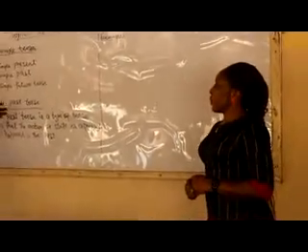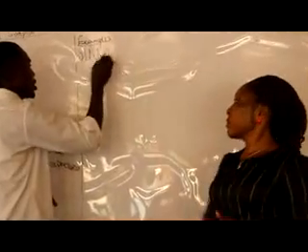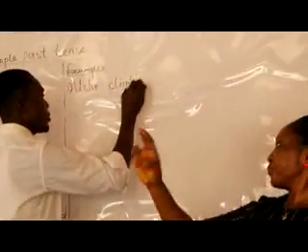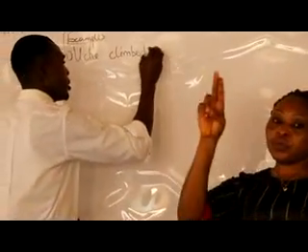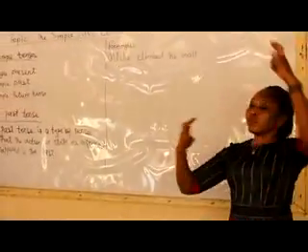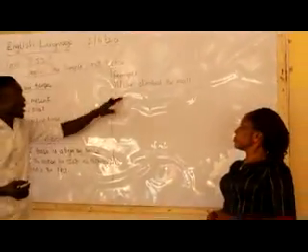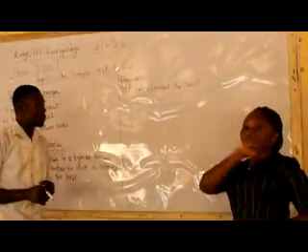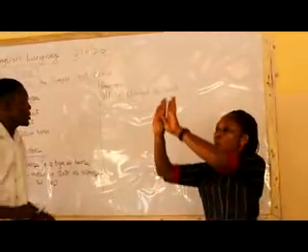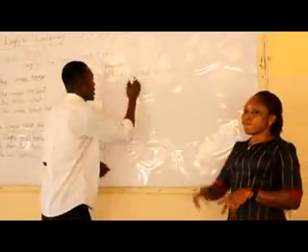Okay. Let's have this. Uche climbed the wall. Full stop. Look at that sentence now. Uche climbed the wall. This is a good example of a simple past tense. The verb here is climbed.